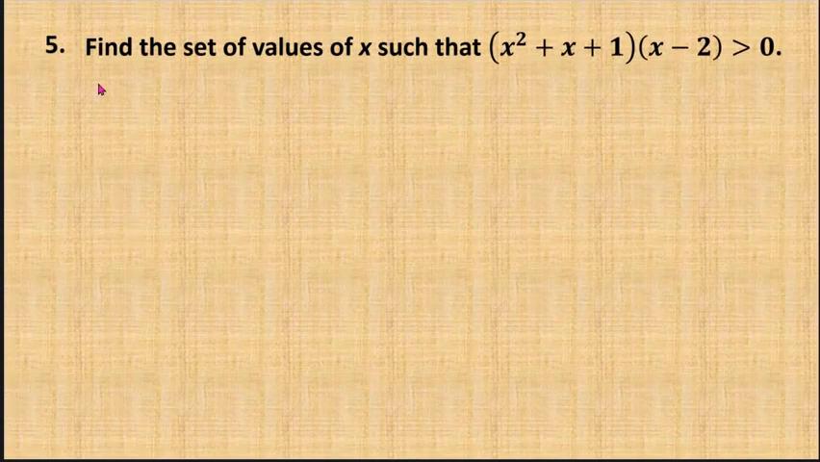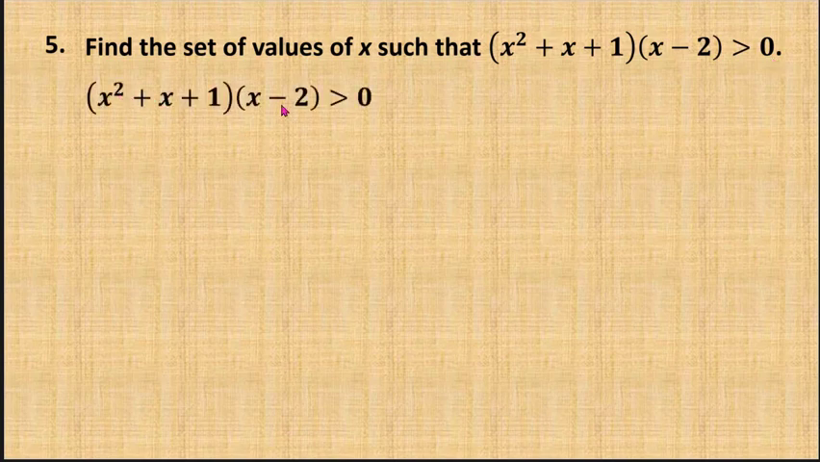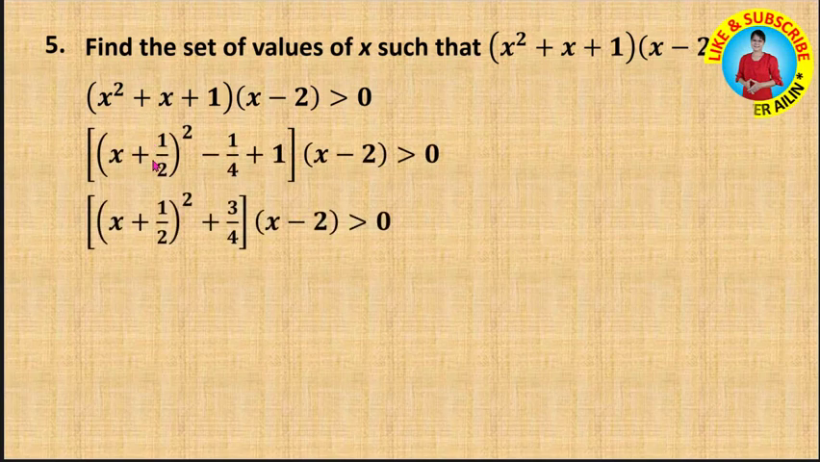Next example, find the set of values of x such that this polynomial is greater than 0. Since this polynomial consists of one quadratic factor, I'm going to factorize the quadratic factor. But I found that it couldn't be done. In this case, I can use completing the square. After completing the square, I got something like this.